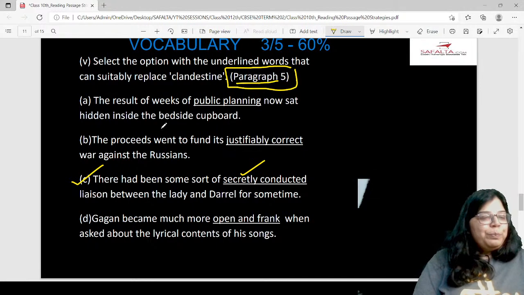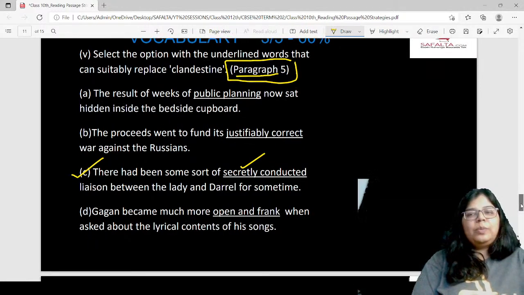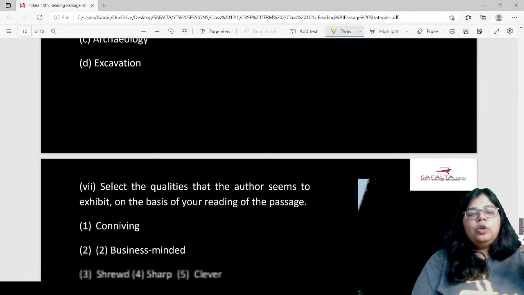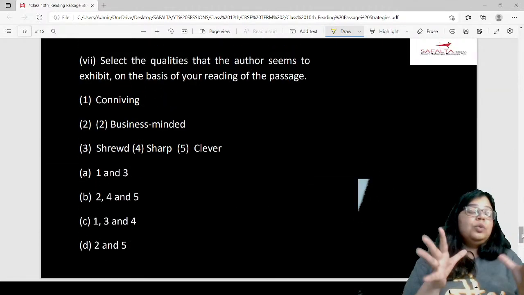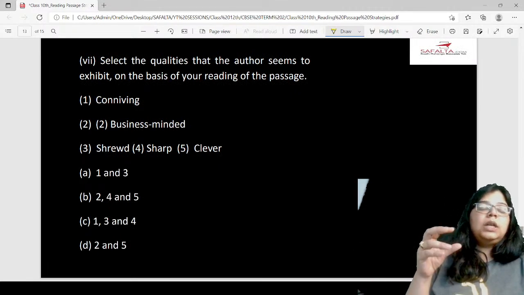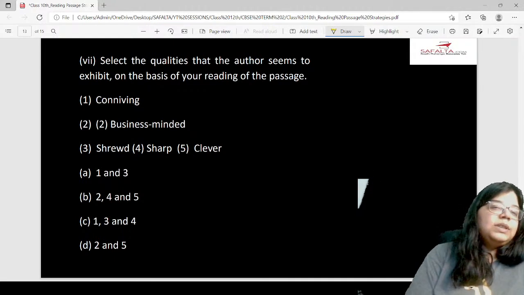So I hope with that, you will be able to attempt your reading passage quite well. I hope you will be able to do not only this passage, but you will also be able to do your passages very easily in your board exam. You will not get nervous about it.